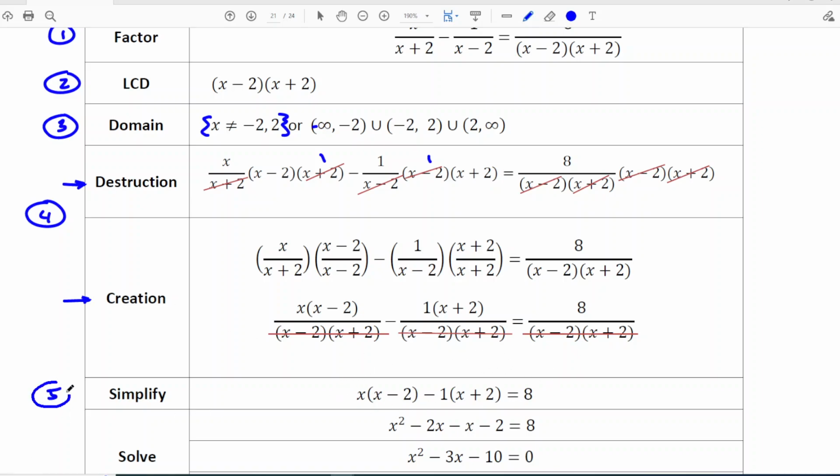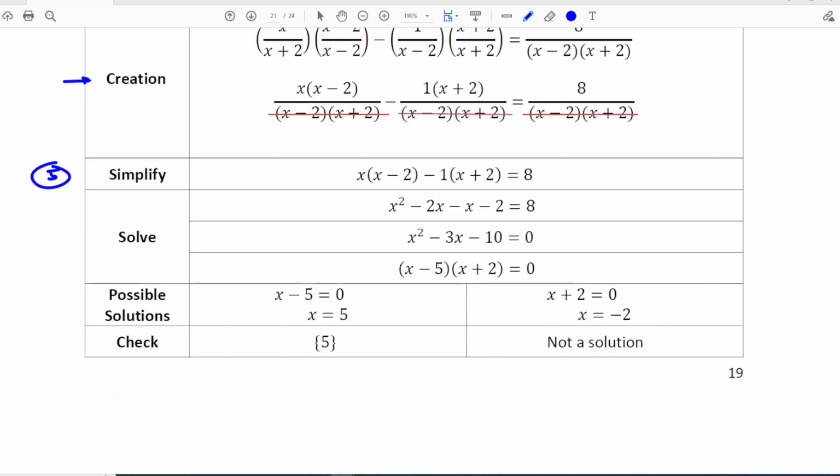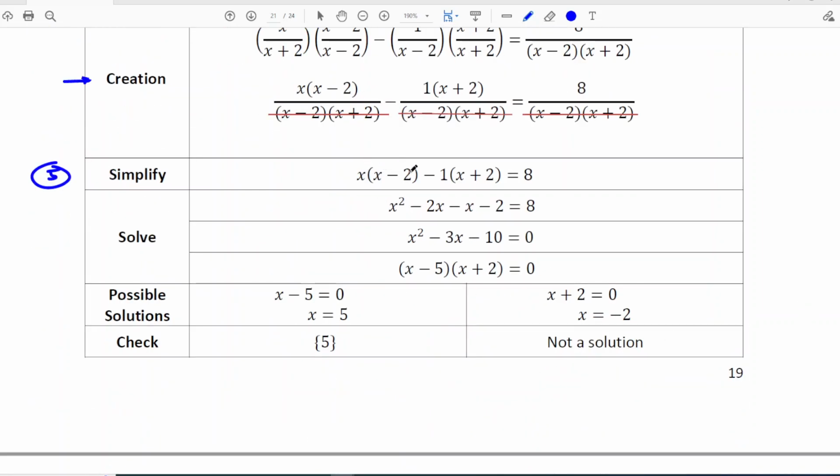Then the next thing you're going to do is simplify what you've got left. So here I'm going to distribute the x, here I'm going to distribute the negative 1, and then I'm going to see what I've got. I've got x squared minus 2x minus x minus 2 equals 8, which I can recognize as a quadratic equation. Once I recognize it's quadratic, I know that to solve it, I'm going to make it equal to 0. And then I'm going to solve by factoring, square root method, completing the square, or quadratic formula.